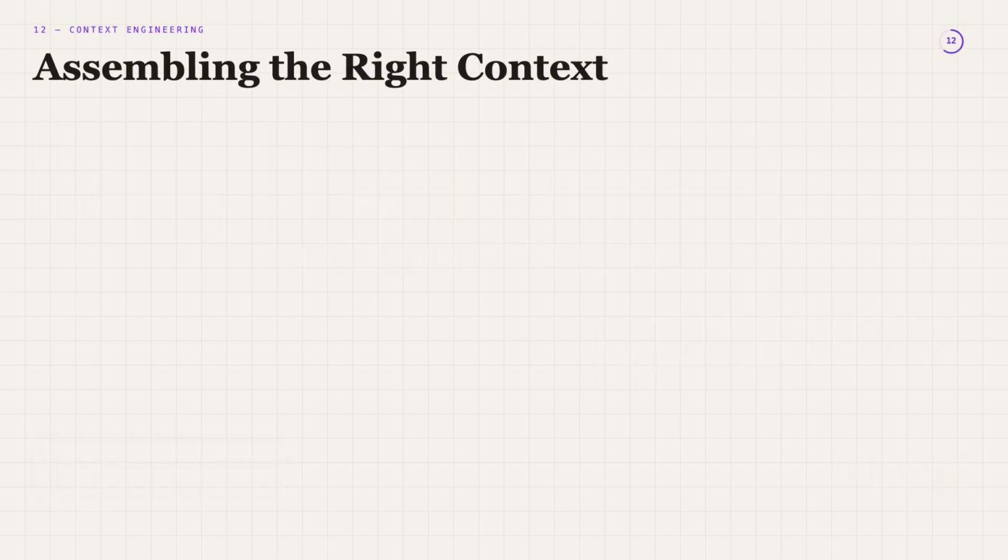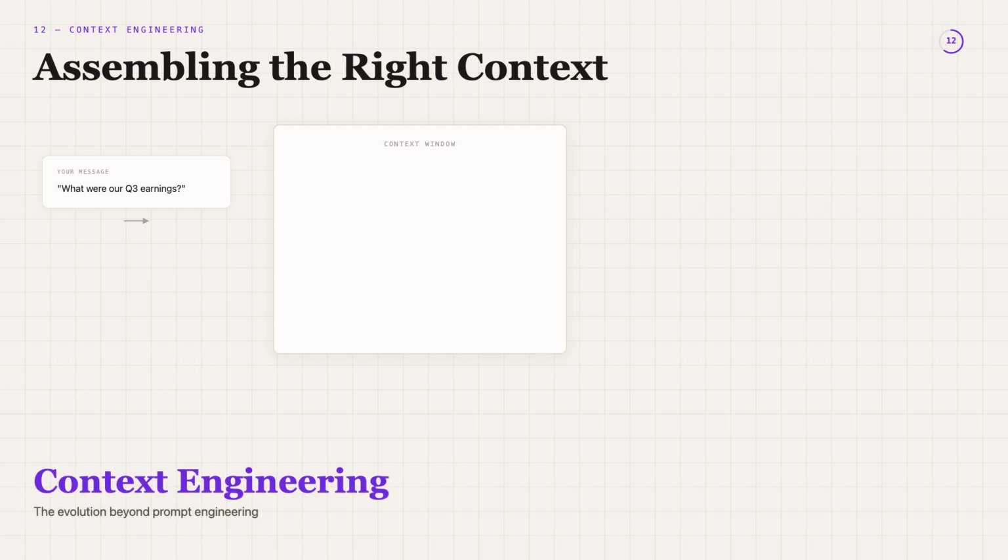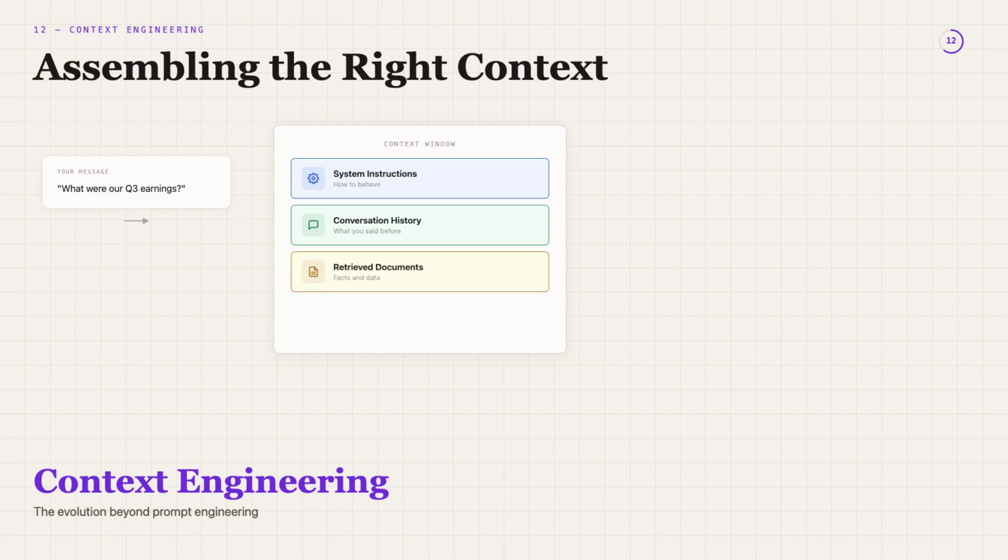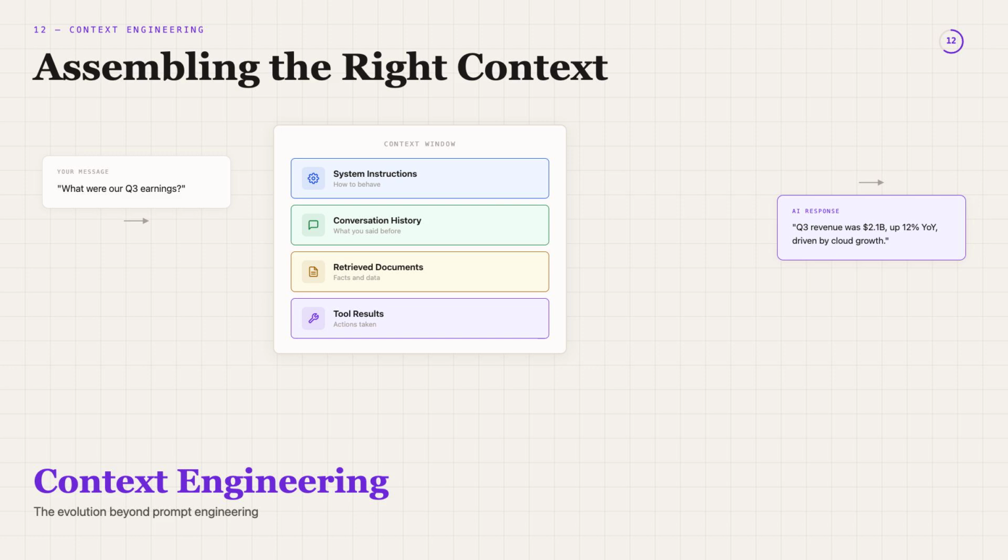When you talk to an AI, you're not just sending your message. Behind the scenes, there's a carefully assembled package of information called the context. It includes system instructions that tell the AI how to behave, your conversation history so it remembers what you said before, retrieved documents for facts, and tool results from actions it took. Context engineering is the art of assembling the right information at the right time. It's the evolution beyond just writing a good prompt.